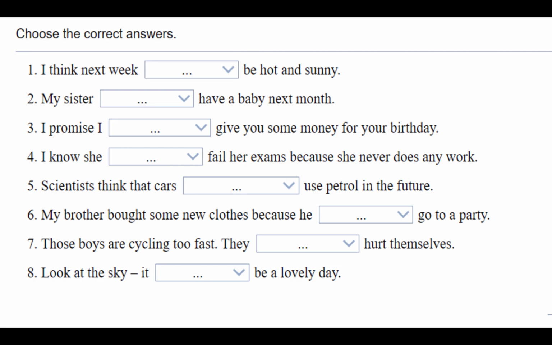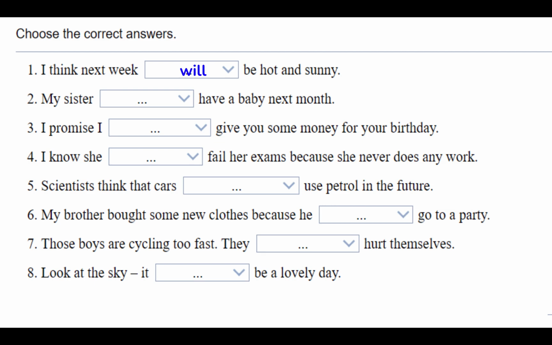I think next week be hot and sunny. What would you say? I think next week will be hot and sunny. We do not have any evidence in the present telling us what the future is going to be. It is our opinion, our belief. That's why we use will.